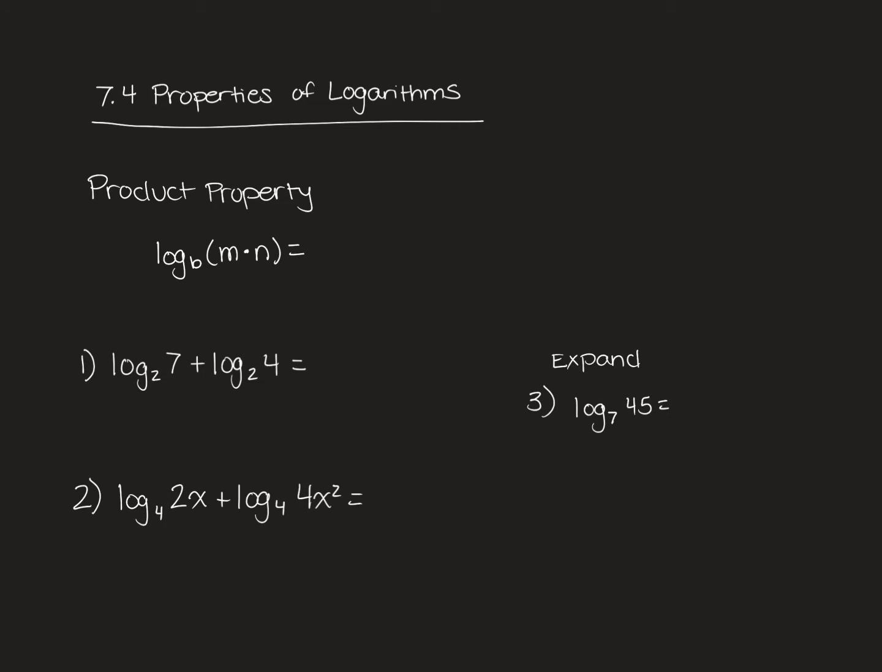In this video, I'm going to show you the properties of logarithms. We have a few of these. The first one we're going to talk about is the product property. If you have log base b of m times n inside of the log, that's the same as saying log base b of m plus log base b of n. You are just expanding it. So if you are multiplying inside of the log, that means that you add.